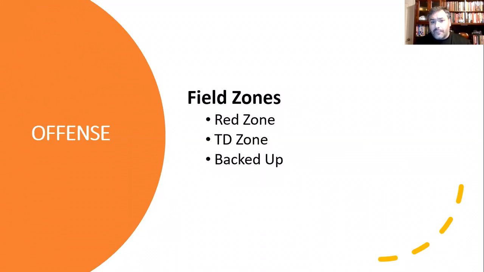And we kind of did that based on some field zones. So if we were backed up, we were probably going to go heavy formation. We're going to trade the tight end. We're going to go motion. And then if we were in the red zone, we might go into a bunch set. We might still do something like that.